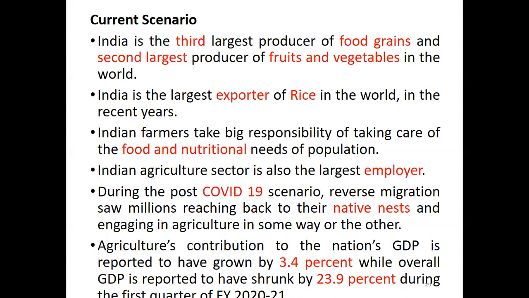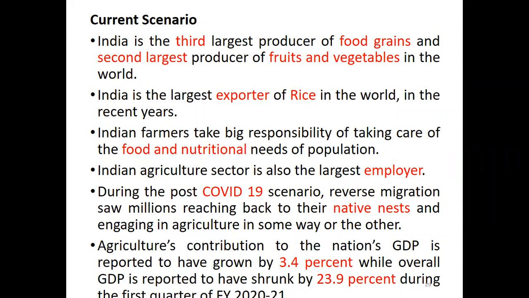Indian farmers take the big responsibility of taking care of the food and nutritional needs of the population. So here we are focusing more on satisfying the need for food grain. What we are doing is trying to become independent in food grain. We should not import any kind of food grains from other countries. We can't import any kind of food-related items from other countries. This is our objective. We should be self-dependent, and that's why we are doing this.